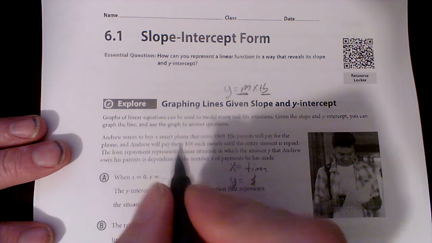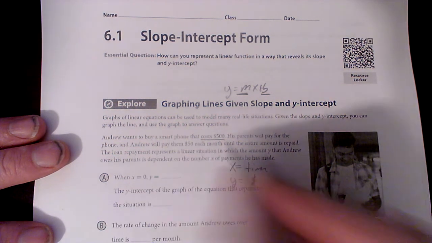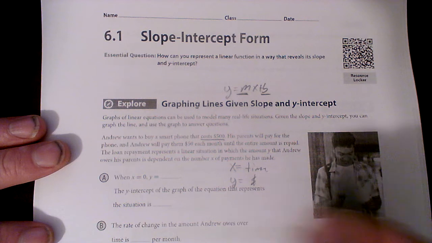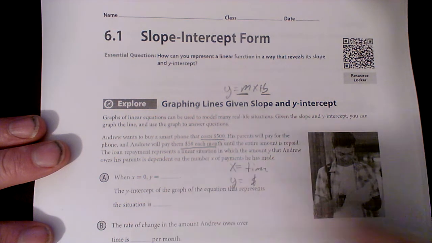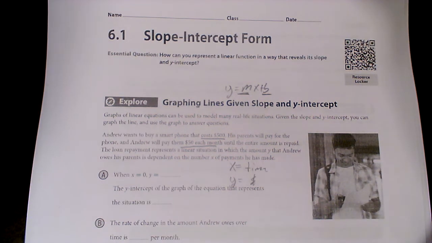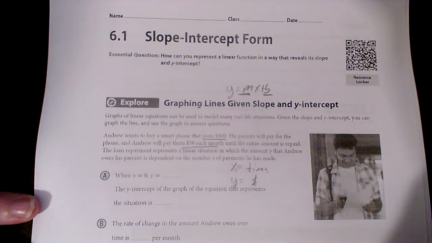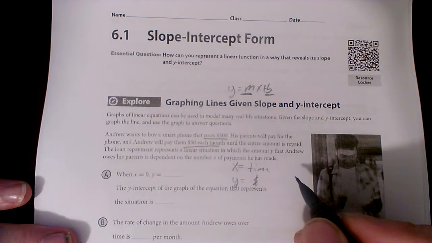Andrew, hey, that's my son's name, wants to buy a smartphone that costs $500. His parents will pay for the phone, and Andrew will pay them $50 a month until the entire amount is repaid. Alright? The loan represents a linear situation in which the amount Y Andrew owes his parent is dependent on the amount X, alright? The amount of time in months.